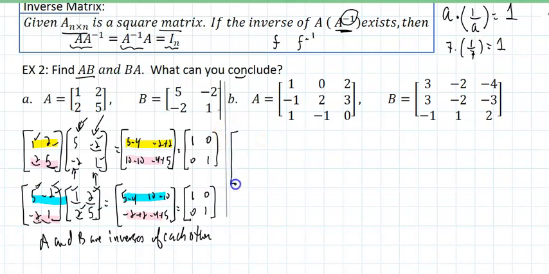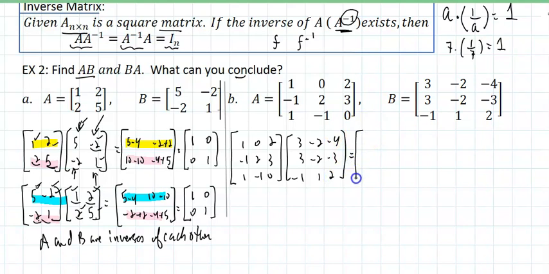AB, let's write A. 1, 0, 2, negative 1, 2, 3, 1, negative 1, 0. Multiply that by 3, negative 2, negative 4, 3, negative 2, negative 3, negative 1, 1, 2. Again, I'm going to work to the side. To generate the first row, I use the first row. So 1 times 3 plus 0 plus minus 2. For the second, I use the second, negative 2 plus 0 plus 2. And for the third, negative 1 times 4 is negative 4 plus 0 plus 4.